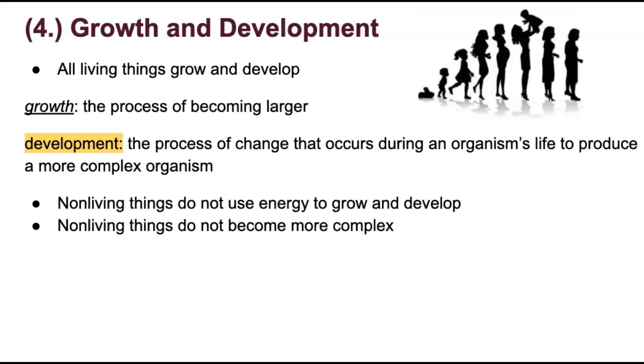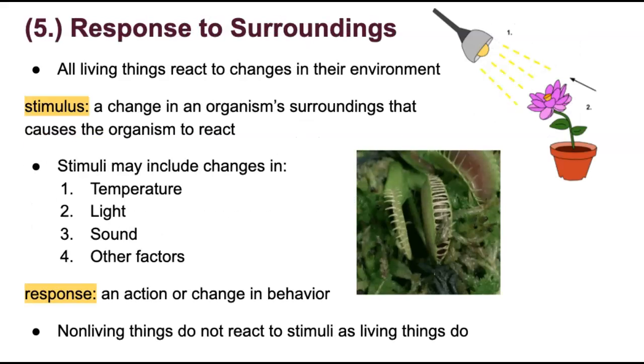Development is the process that occurs when an organism becomes more complex. So we see in the picture on the screen that this baby has become more complex. Right now, it's taller, it's able to walk, it's able to do all sorts of fine motor things it couldn't before, it's able to reproduce. And so that process of development, of changing to become more complex, is unique to living things. Non-living things can grow, but they can't develop in the sense that they can't become more complex.